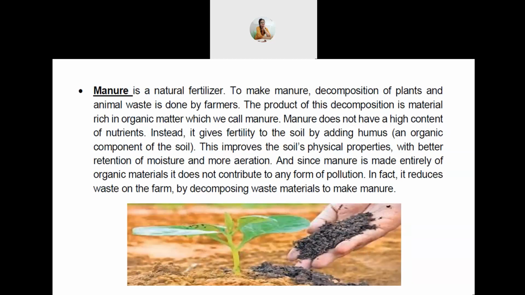This improves the soil's physical properties with better retention of moisture and more aeration. And since manure is made entirely of organic materials, it does not contribute to any form of pollution. In fact, it reduces waste on the farm by decomposing waste materials to make manure.